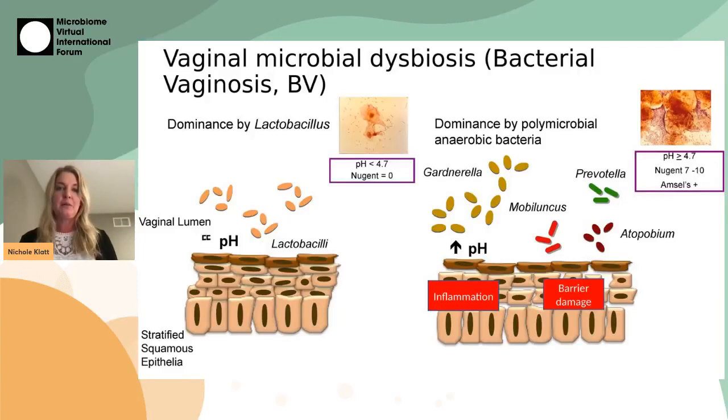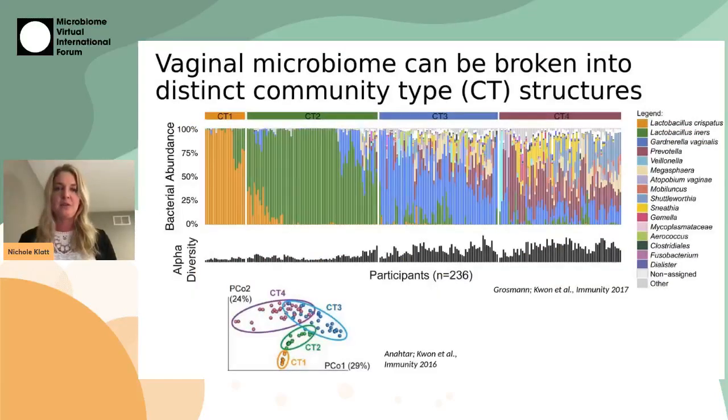And then if you have dominance by polymicrobial anaerobic bacteria and you lose this Lactobacillus, this is what we know as BV, or bacterial vaginosis. Now you get dominance of anaerobic bacteria like Gardnerella, Mobiluncus, Prevotella, and Anaerobium. This can lead to inflammation and barrier damage. It's a much higher pH because you don't have that lactic acid made by the Lactobacillus. And then you have these clue cells in the vagina, clinically diagnosed by Amsel or Nugent, over here in the top right. So that's the 30,000-foot view.